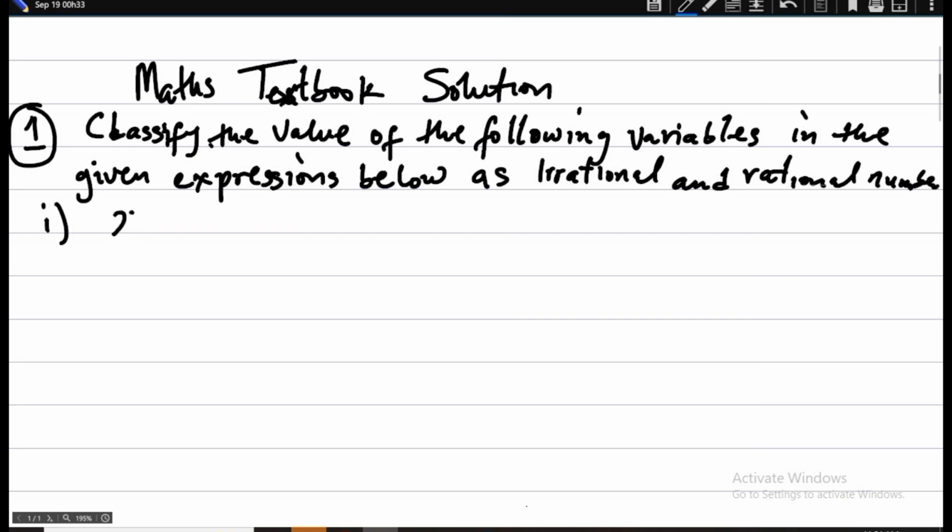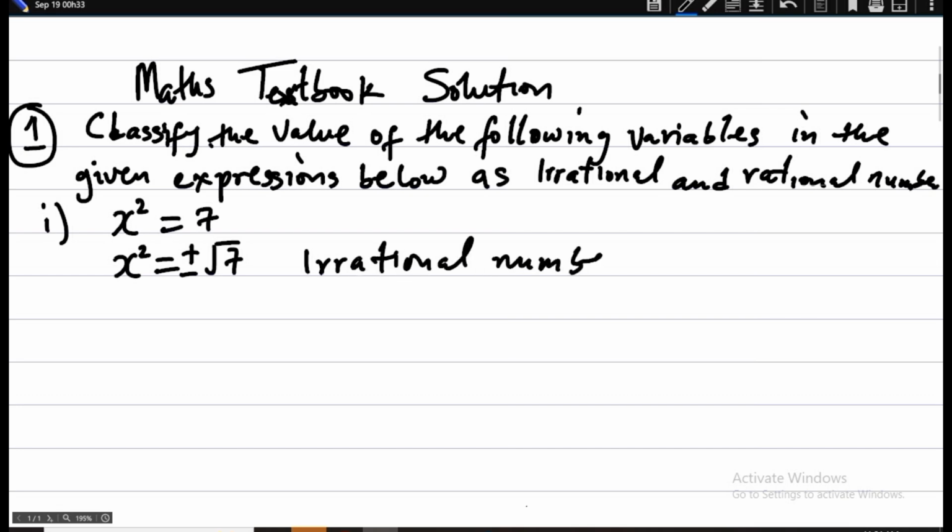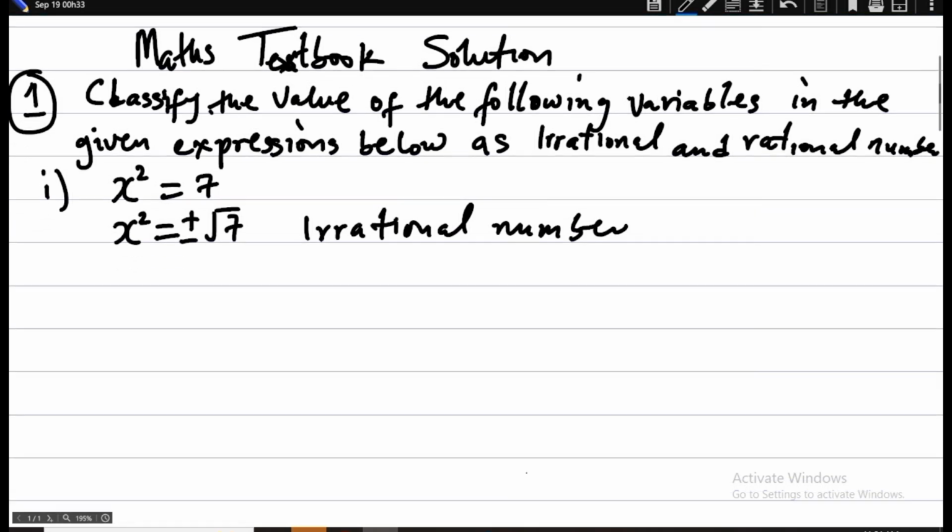Question number I says that x squared is equal to 7. If we solve this, we are going to have that x is equal to the square root of 7, with our plus or minus. Now, this is not a perfect square. For the fact that it's not a perfect square, we classify it as an irrational number.